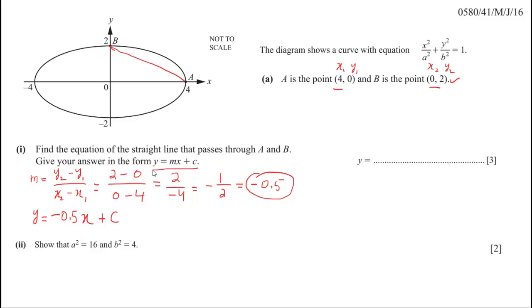So here x is 0 and y is 2. So 2 is equal to minus 0.5 into 0 plus c. So this will become 0. 0 into minus 0.5 is 0. So c is 2. Therefore equation of straight line is y is equal to mx plus c. m is minus 0.5, so minus 0.5x plus c, and c is 2. So this is the equation of the straight line AB.